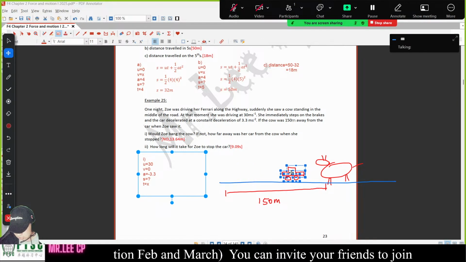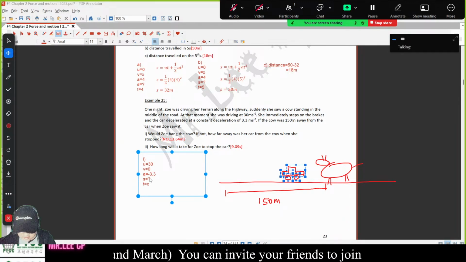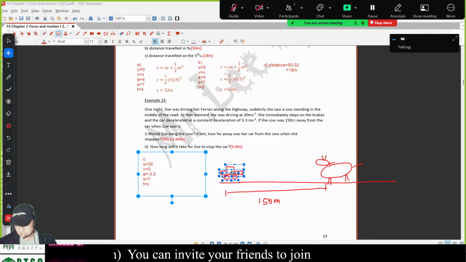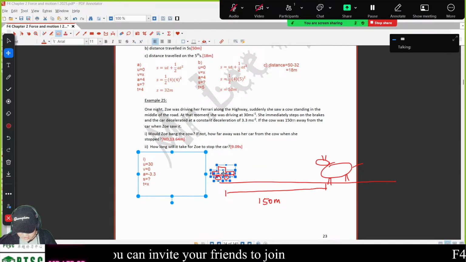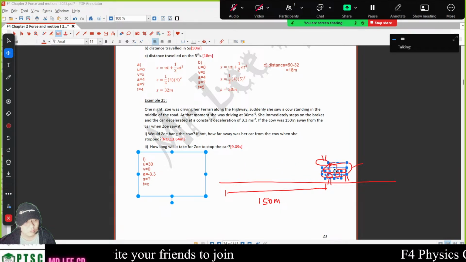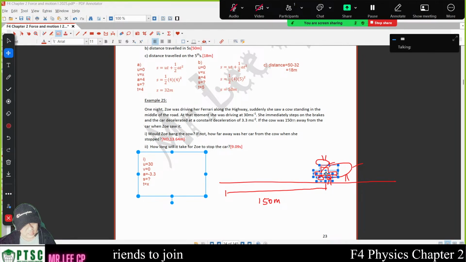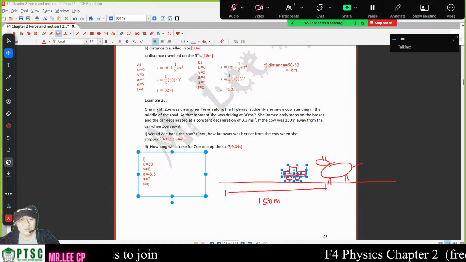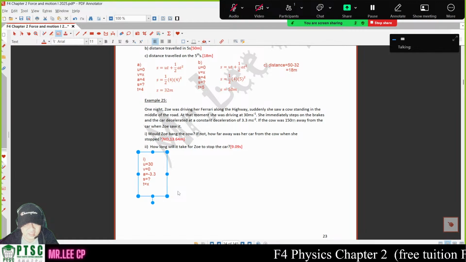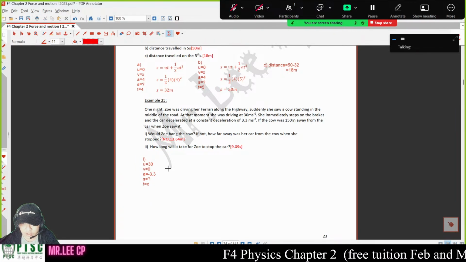If you stop in 100 meter, the S that you calculate is 100. Will you bang the cow? No. But if you calculate the stopping distance and S is 160, will you bang the cow? You will bang the cow, right? So now I want to see whether the S that we calculate is more than 150 or less than 150. Right, this is more tricky. So no T, we use the fourth formula.